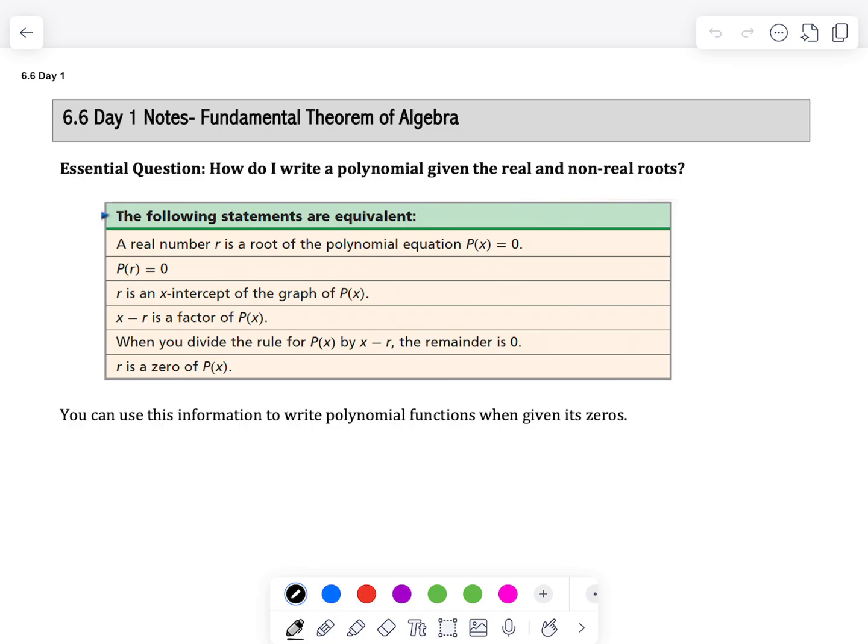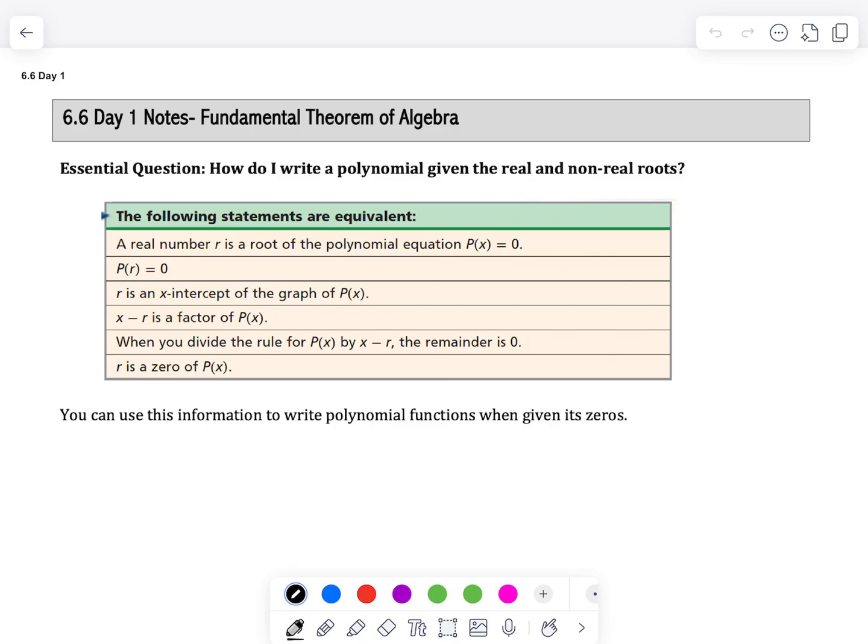Here's a lesson on the fundamental theorem of algebra. This table shows you the statements that are equivalent. A real number r is a root of a polynomial equation when you set the polynomial equal to 0. If you evaluate the root, you should get 0. R is an x-intercept, so if you were to graph the polynomial, that would be the x-intercept.